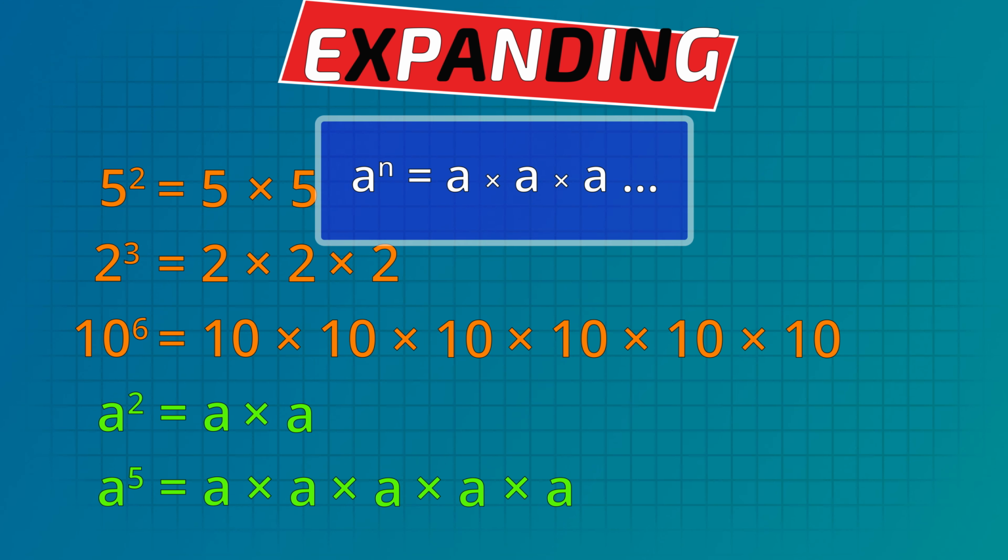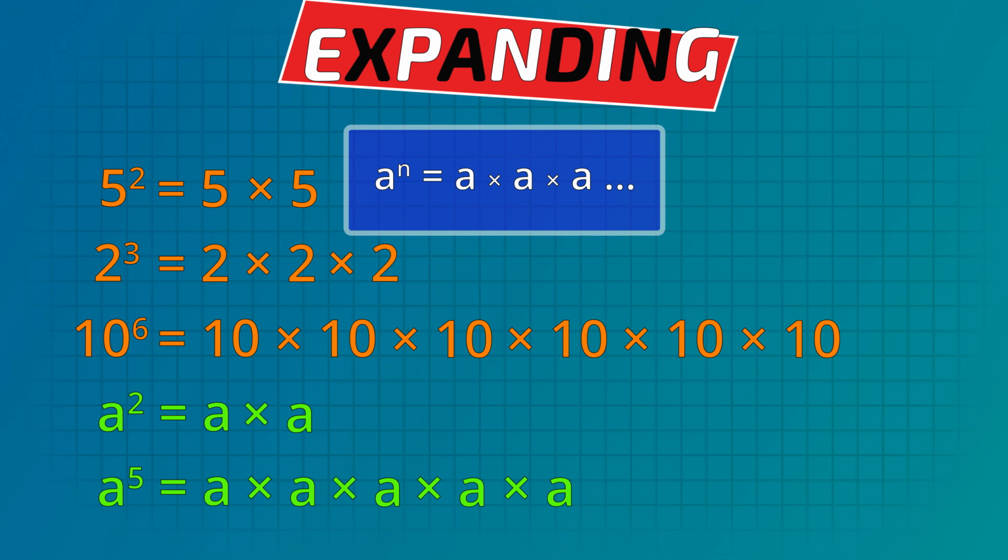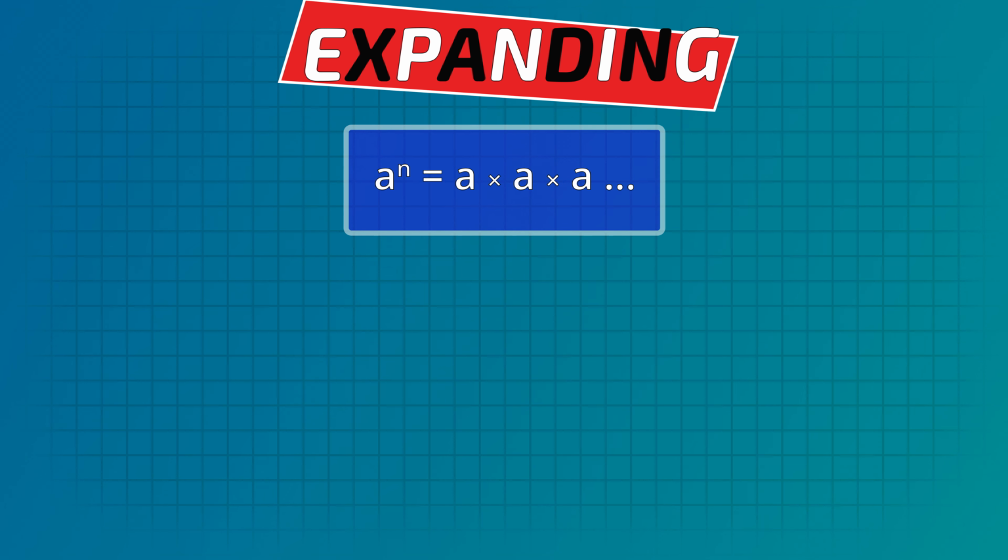Now for the first rule. a to the exponent of n equals a multiplied by a multiplied by a multiplied by a, and so on.